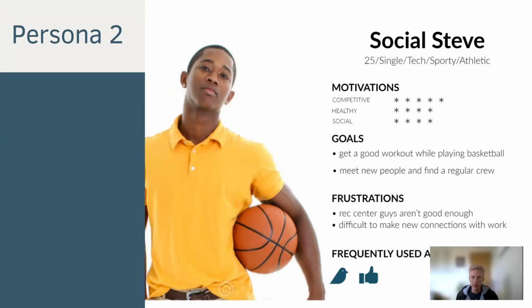But the hard part for Steve is that when he goes to the rec center or wherever else to play, the level of competition that he's facing isn't good enough. And it's hard for him to make new connections with his work schedule. So SocialFit, again, enables Steve to select the type of competition that he wants to show up to an event, and also browse other types of basketball open gyms that have an elite level of competition so that he can get a good workout while playing basketball.